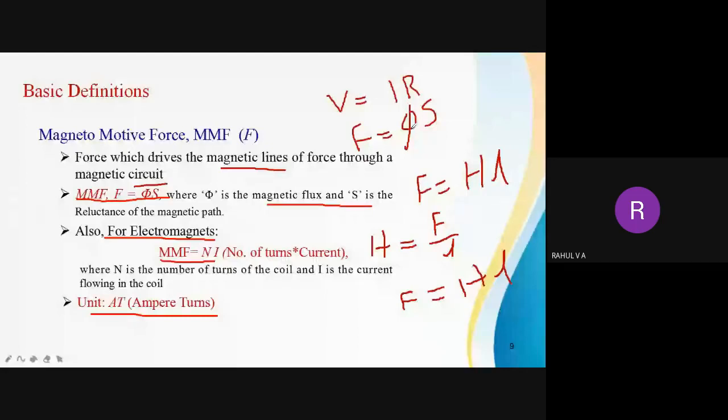So what is magnetic flux? Pranav, what is magnetic flux?